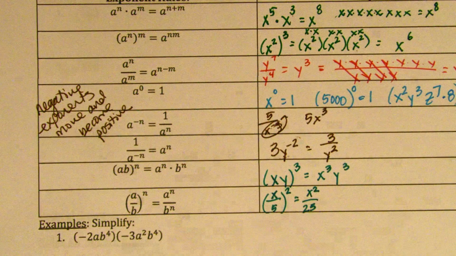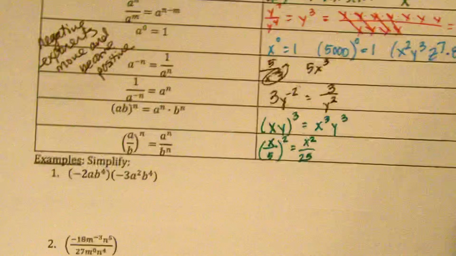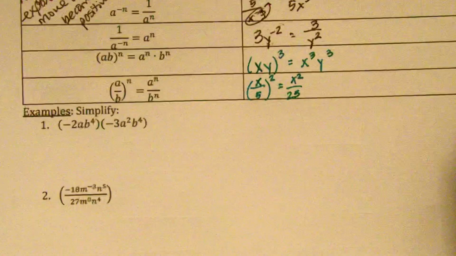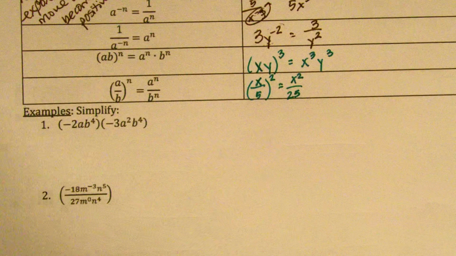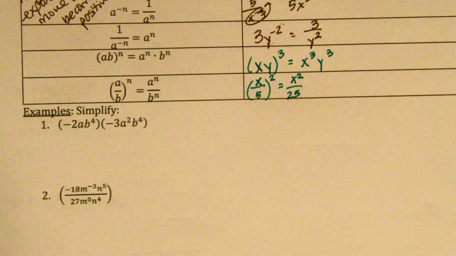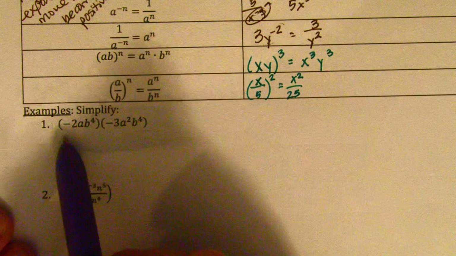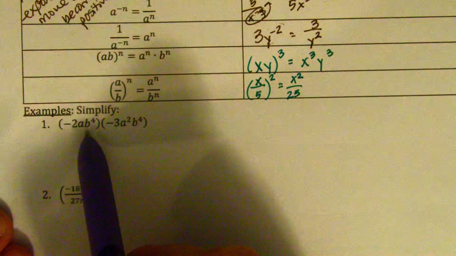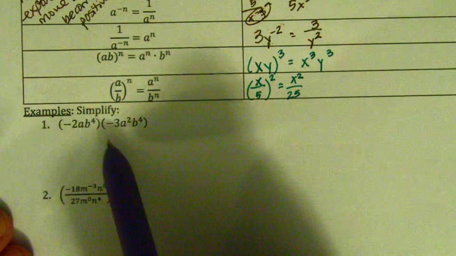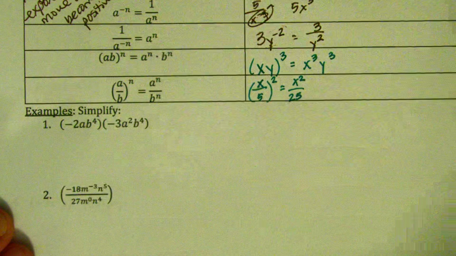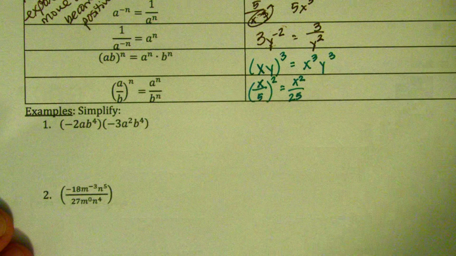So what we're going to do now is practice some of these exponential rules. And that'll bring us to the end of this second video. So this first example here, I have negative 2 times a times b to the fourth power times negative 3 times a squared times b to the fourth power.